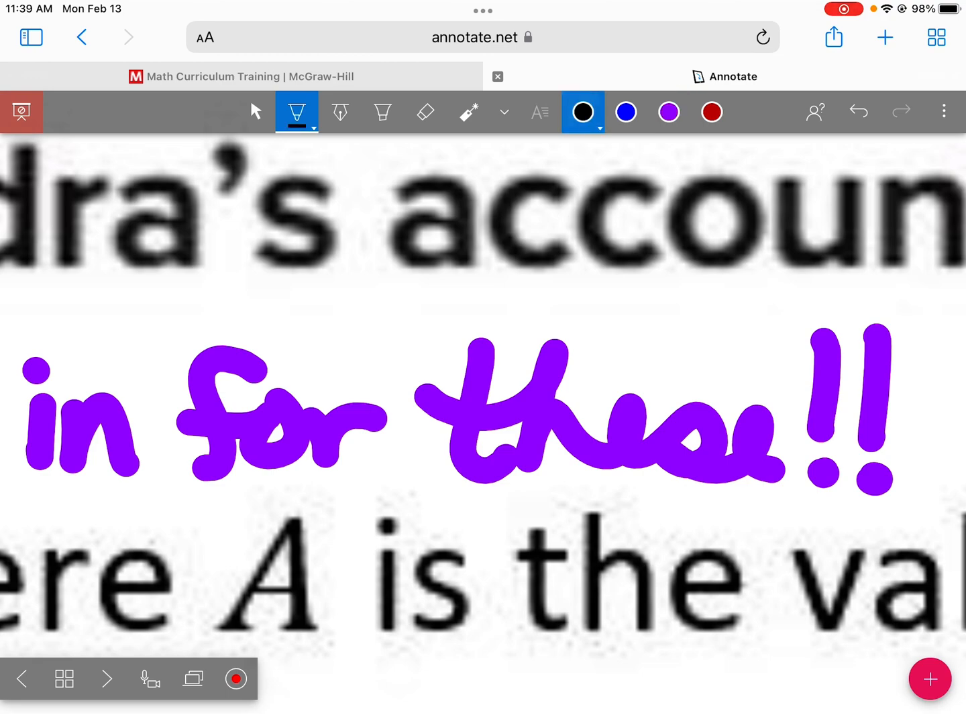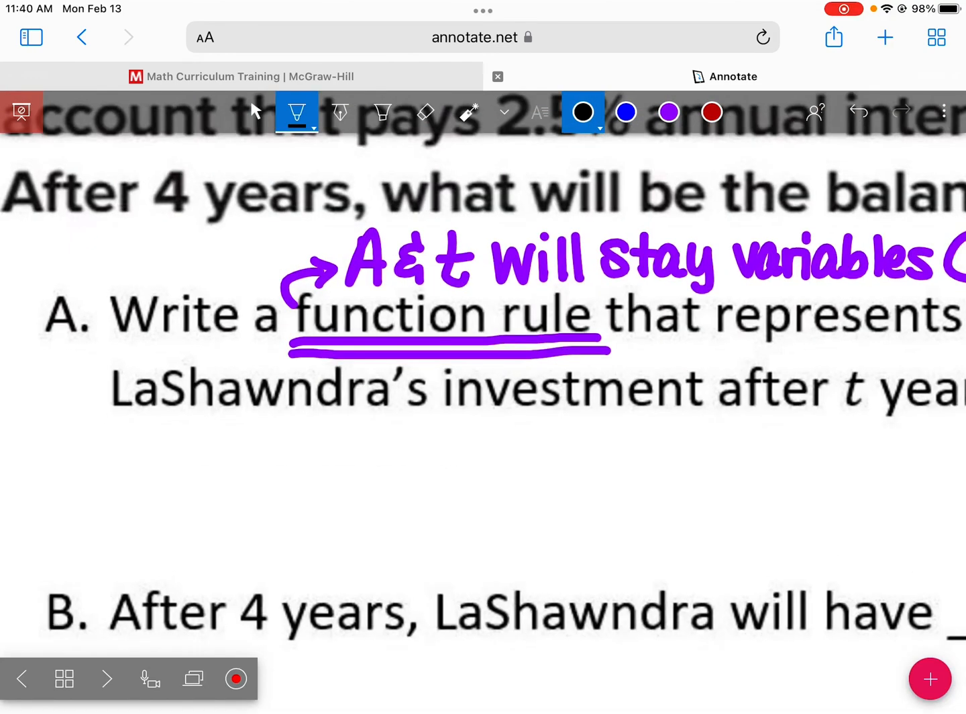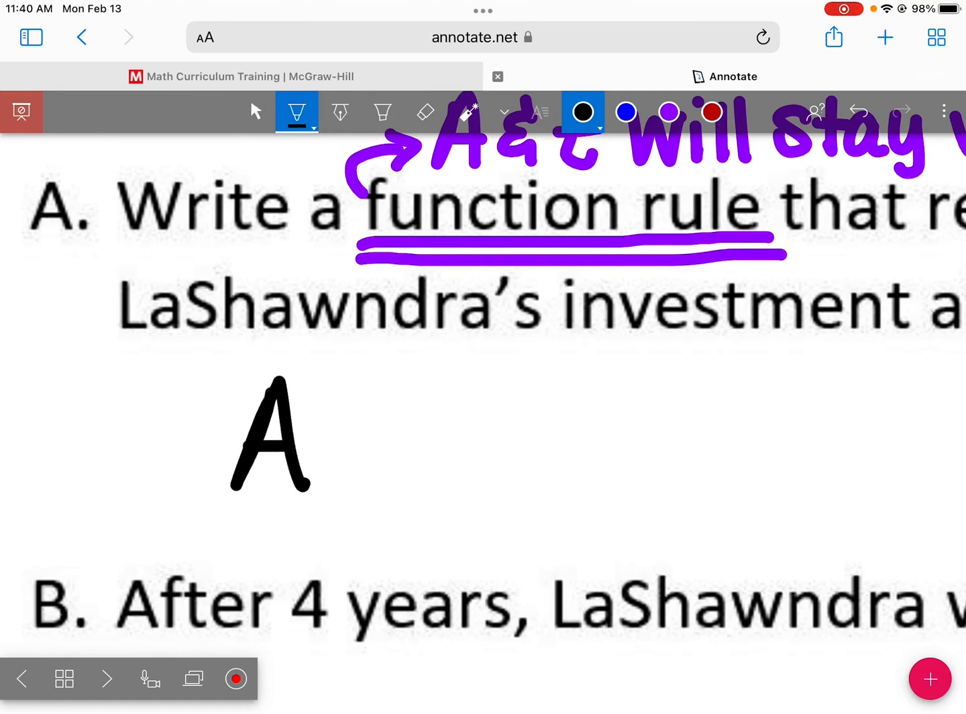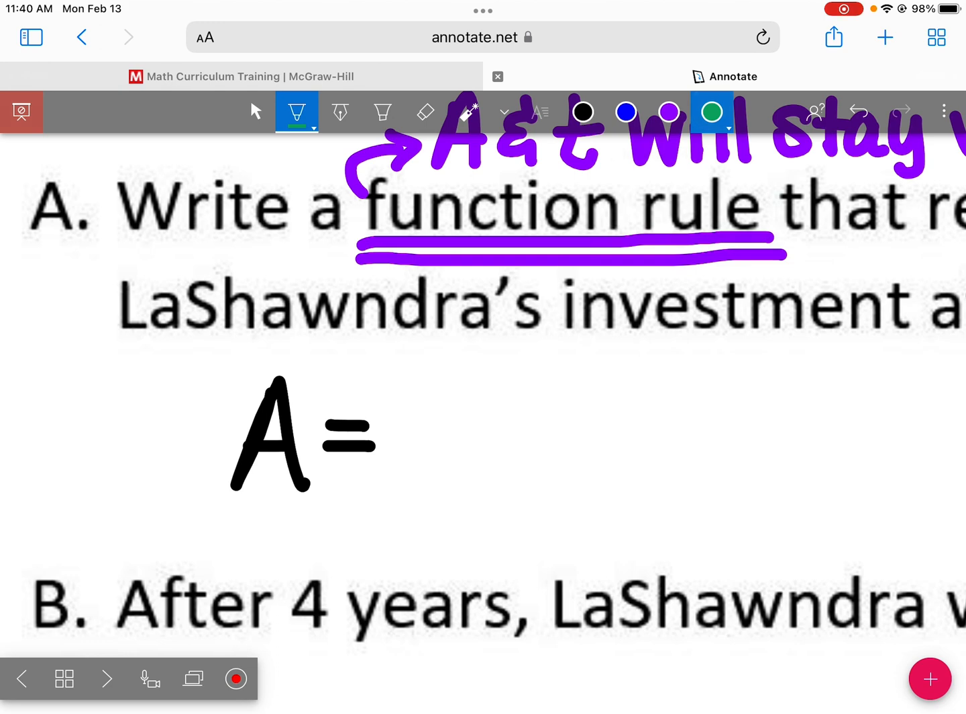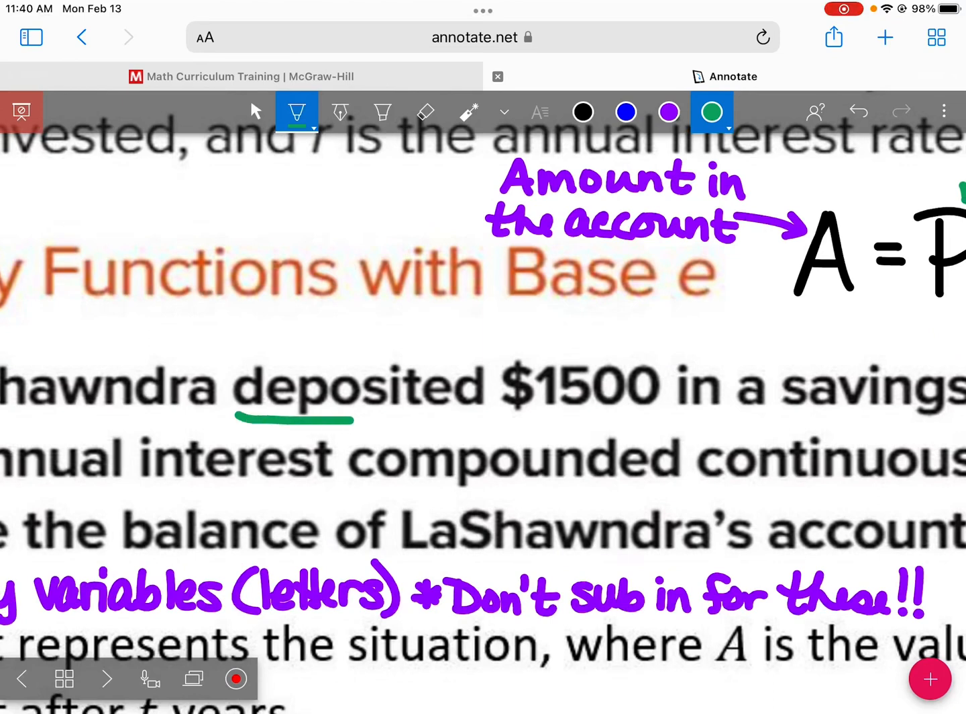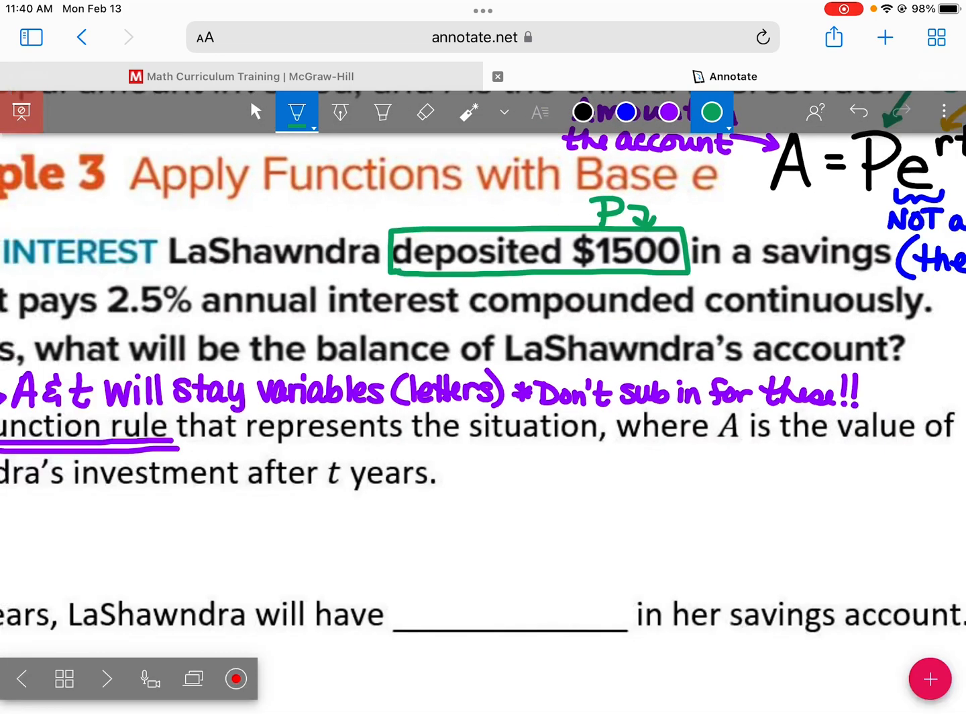All right, that means that my function rule has to start with an A equals. What is going to come after the A equals? The P. What is our P? What is the principal? 1,500. Whatever they deposit is what they start with. So this is P.